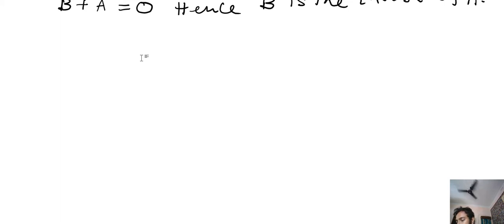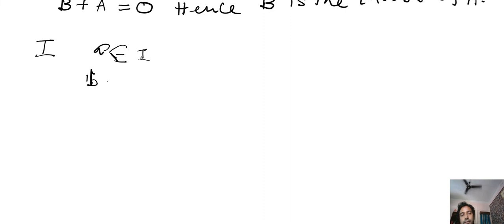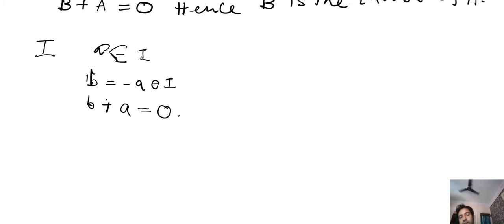We take another set. We take the set of integers I, and A belongs to I, then B equal to minus A belongs to I, and B plus A equals 0, which is the identity element of I, and hence B is the inverse of A.